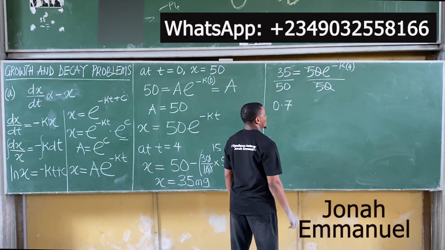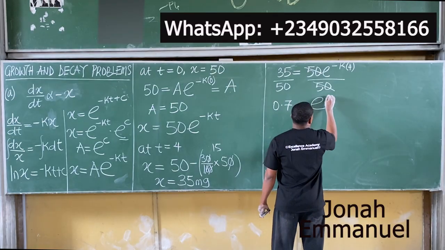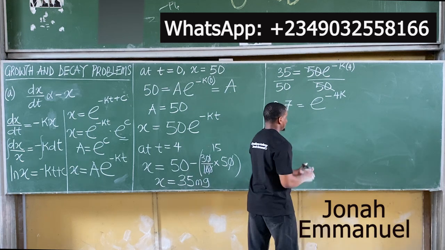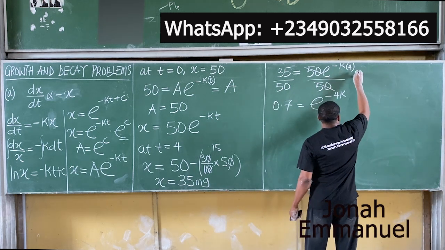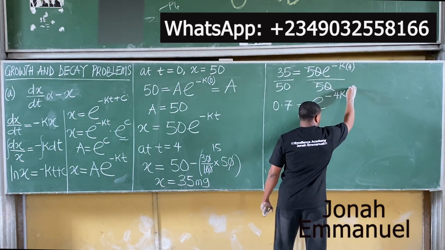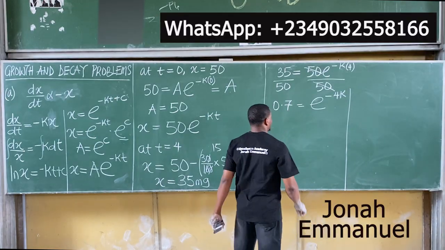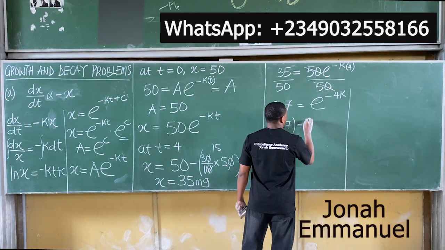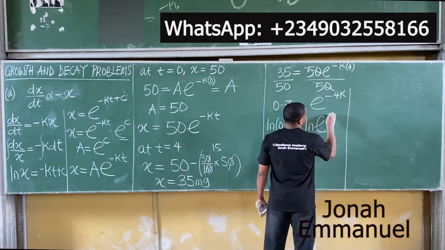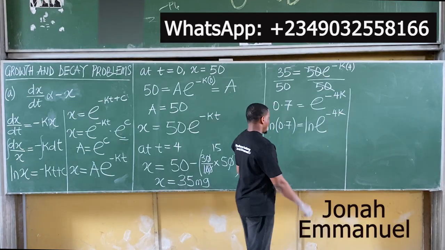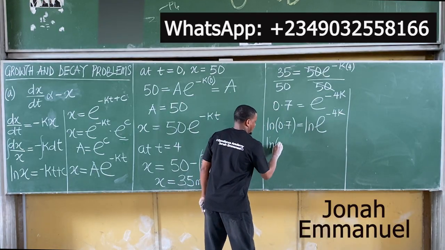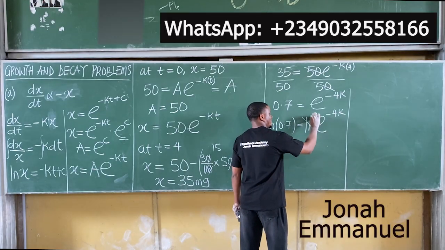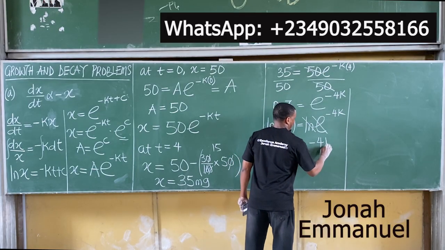0.7 is equal to exponential minus 4k. Right? Minus k times 4 is minus 4k. All right. What do we have here? Taking ln on both sides. ln of 0.7 is equal to ln of exponential minus 4k. For a case like this, ln will cancel exponential. I'm left with minus 4k.